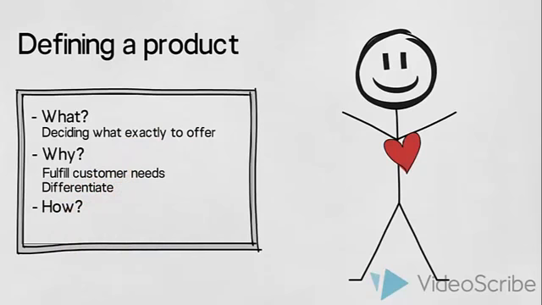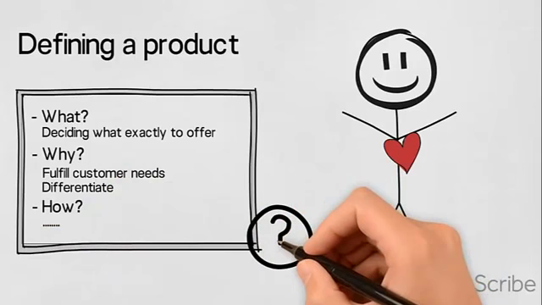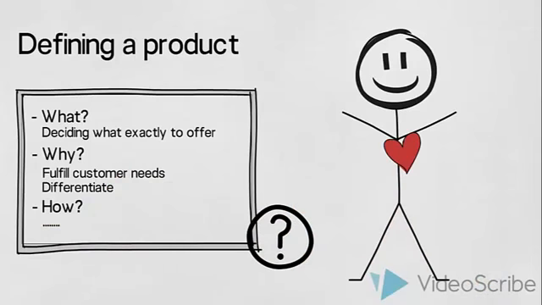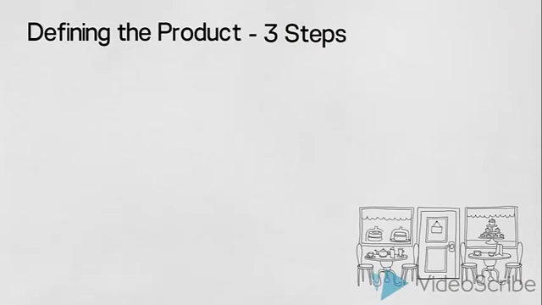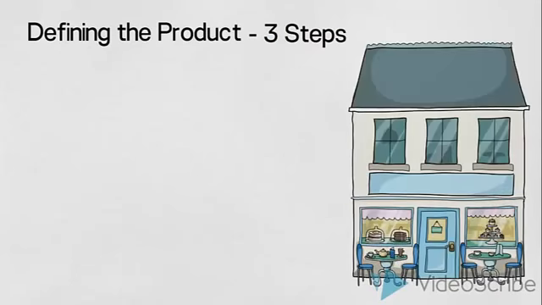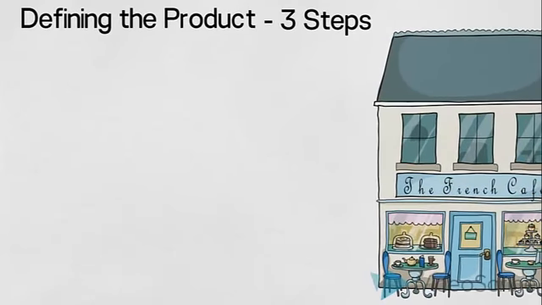Now let's look at how we could go about doing this. Here we will use a few simple tools, and we will divide our process into 3 simple steps. Let us use this cafe as an example. It is called the French Cafe, and it has recently opened up in town. It specializes in French cakes and desserts. Step number 1.